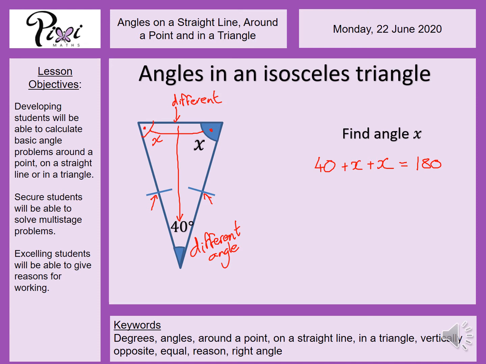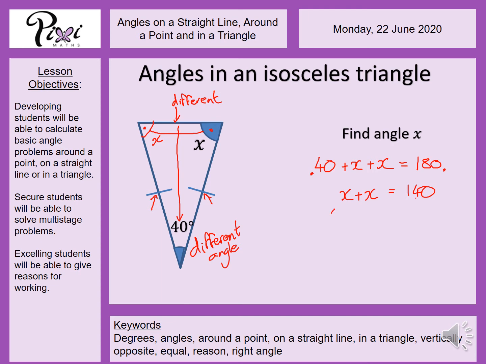So at the moment there's not a lot I can do here. So what I'm going to do is take away 40 from both sides. So I've got x plus x equals, and then 180 minus 40 is 140. So I've taken away 40 from here, so I've also got to take it away from this side. So I've got x plus x equals 140. So 2 lots of x equals 140. So to work out what x is, all I would do is halve this, because if I just want 1 lot of x, I'm going to have to divide it by 2.